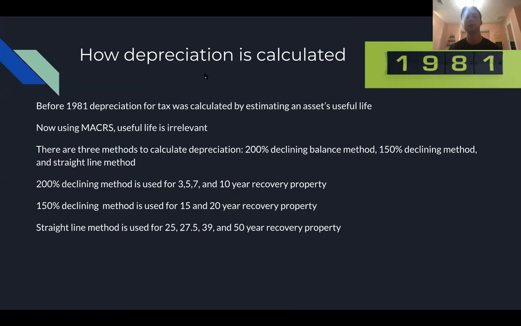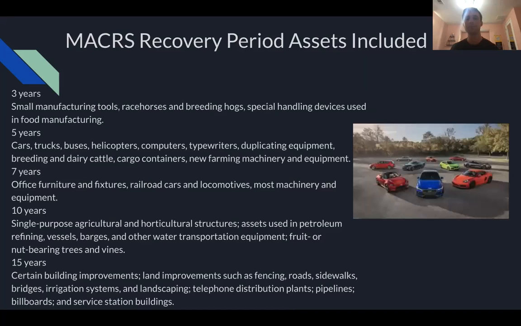Before 1981, depreciation for tax was calculated using an asset's useful life. Now we don't do that; we use MACRS. So there are three methods to calculate depreciation: the 200% declining balance method, the 150% declining balance method, and the straight line method. The 200% declining method is used for 3, 5, 7, and 10-year recovery properties. The 150% declining method is used for 15 and 20-year recovery properties. And the straight line method is used for 25, 27.5, 39, and 50-year recovery properties.